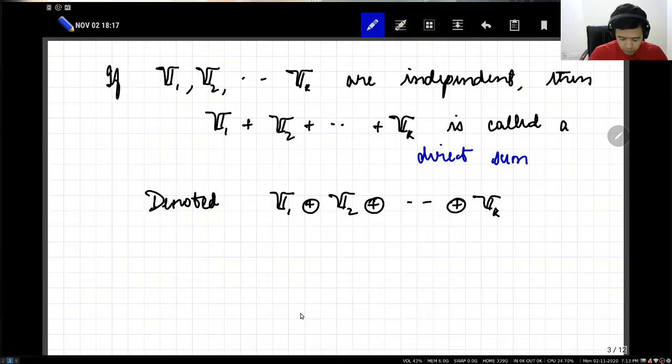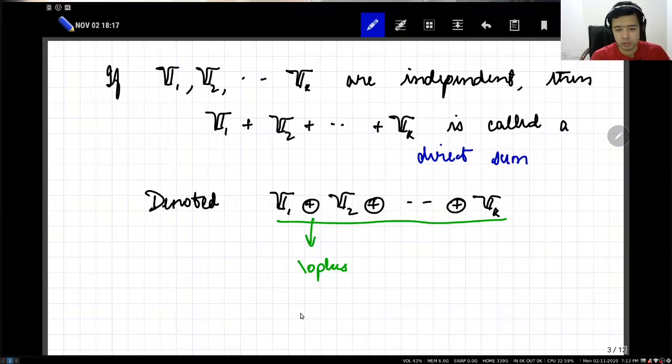V1 plus V2 plus all the way up to Vk. In LaTeX, this would be the \oplus operator. So this is V1 ⊕ V2 ⊕ V3 all the way up to Vk.